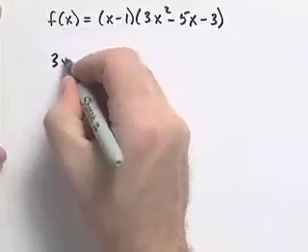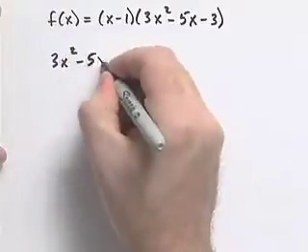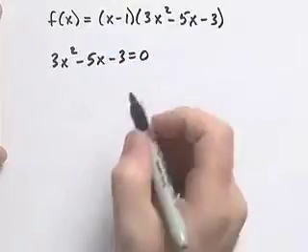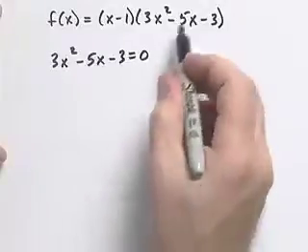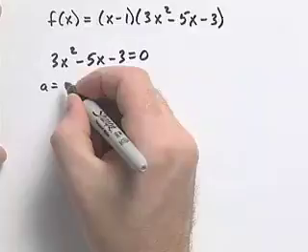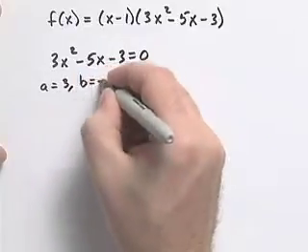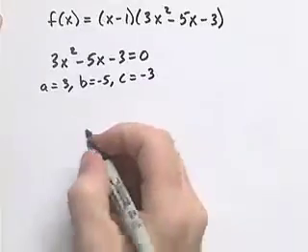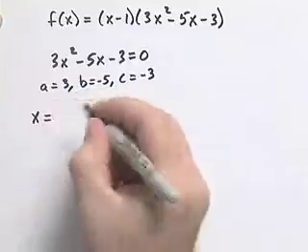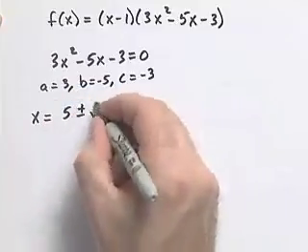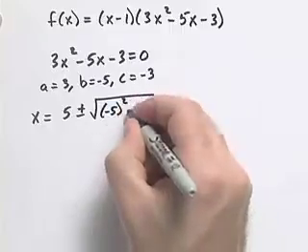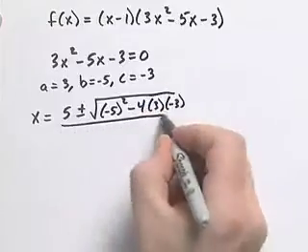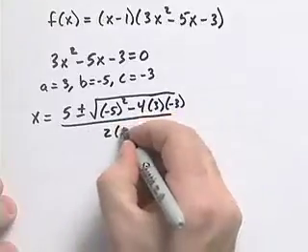So we're going to set this reduced polynomial, 3x squared minus 5x minus 3, equal to 0, and find any solutions to this equation. This is a quadratic equation, and factoring is not going to help us here. So we're going to use the quadratic formula. A equals 3, b equals negative 5, and c equals negative 3. If we plug these values into the quadratic formula, we'll get x is equal to 5 plus or minus the square root, negative 5 squared, minus 4 times 3 times negative 3, and all of that is going to be over 2 times 3.